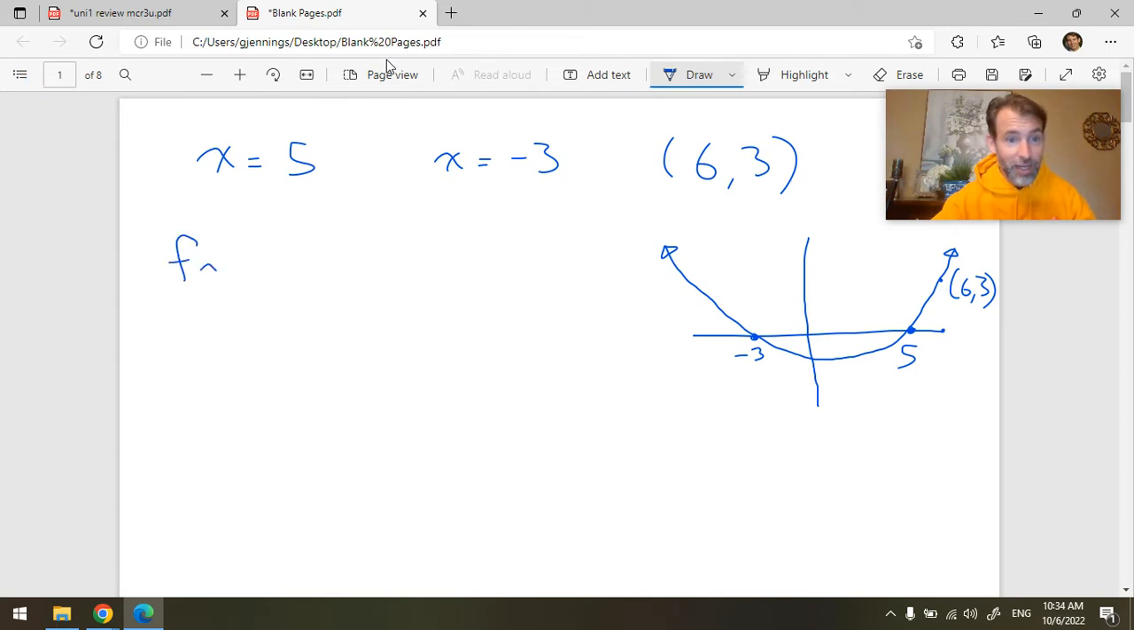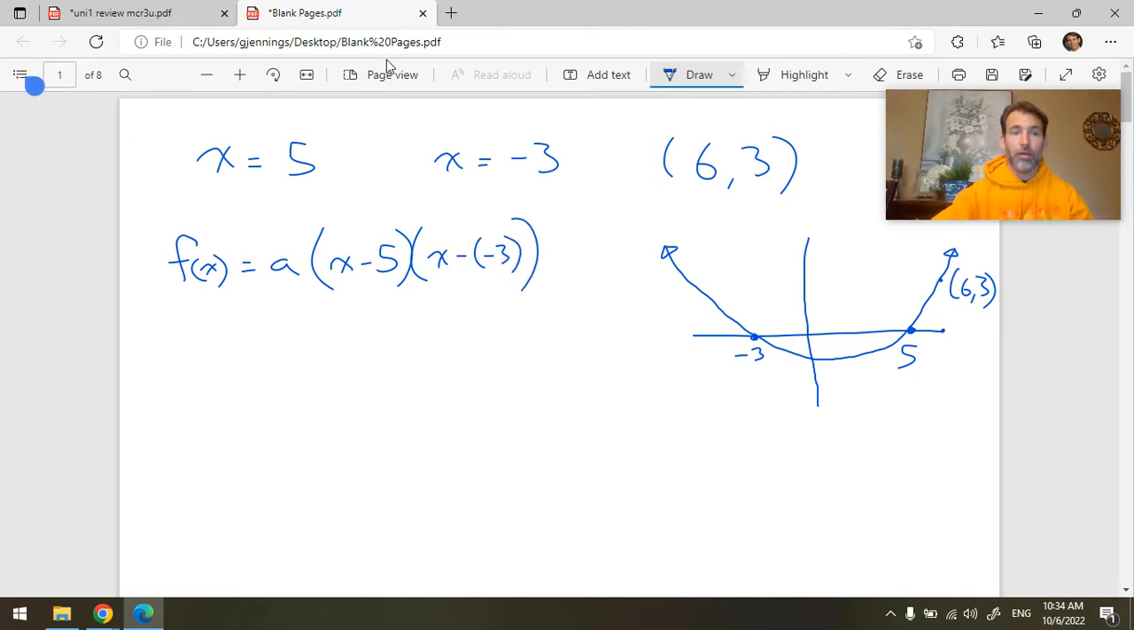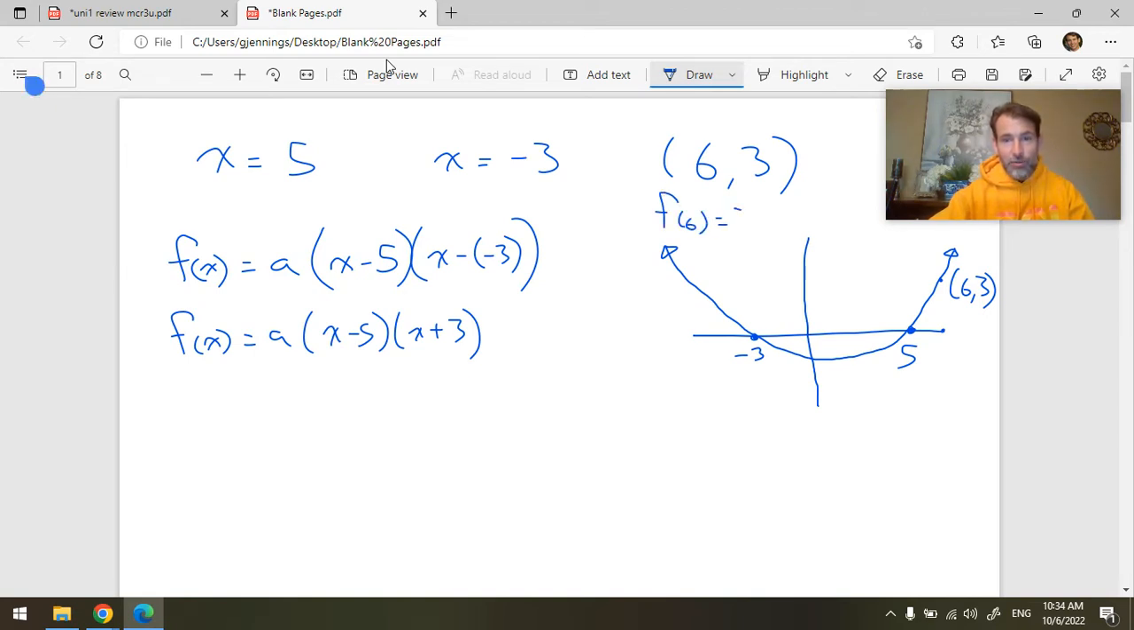I'm going to let f of x be this parabola, and I know there's some A value I don't know yet, multiplying it, but I got a pretty good idea of what range it's in. Multiplied by x minus the first root, multiplied by x minus the next root. Okay, let's simplify. f of x equals a multiplied by x minus 5 times x plus 3. So careful with the signs, is he, Mr. Jennings. And then I know that f at 6 is equal to 3.